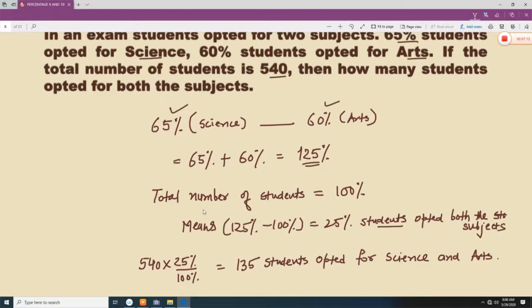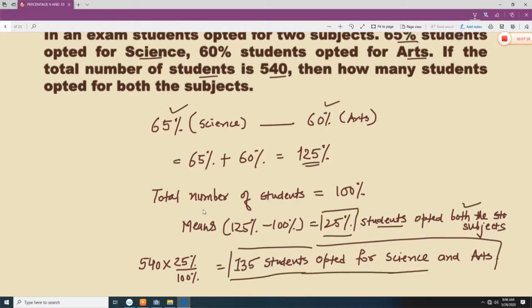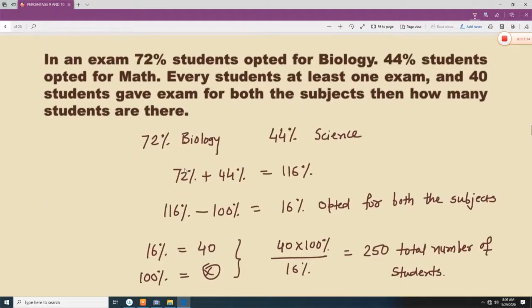So 540 is the total number of students. Out of that, 25% students opted for both the subjects. So in real value, 135 is the total number of students who have opted for both the subjects.